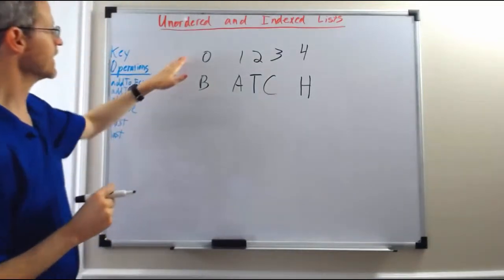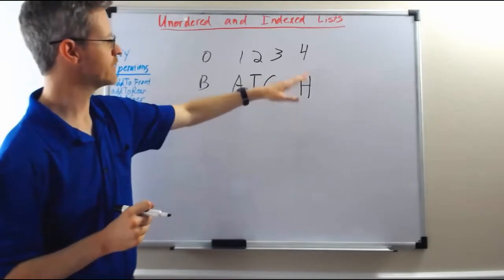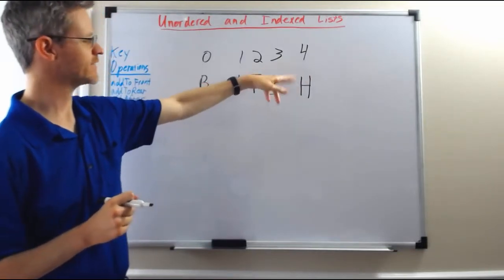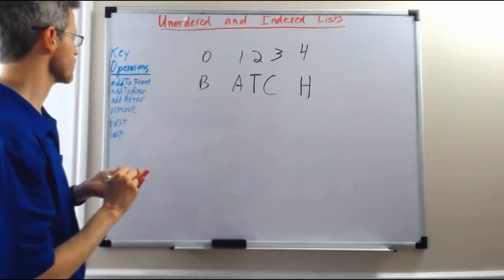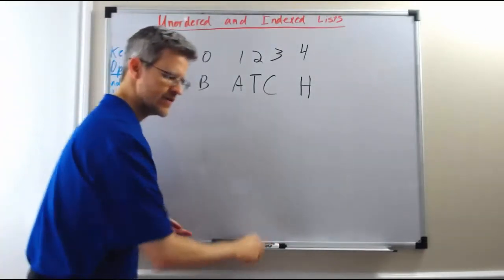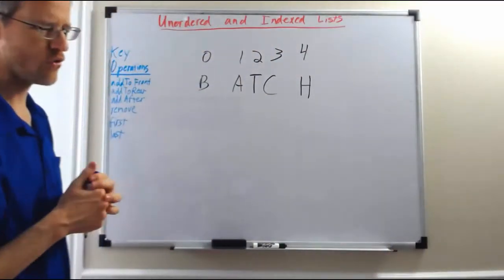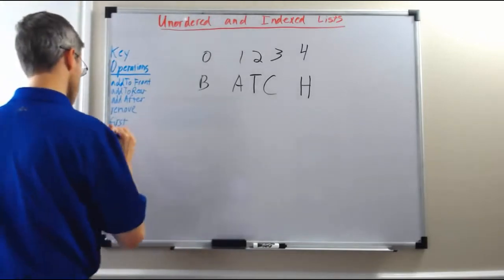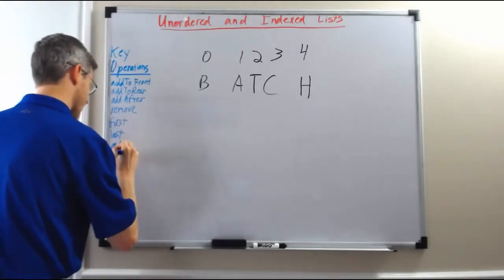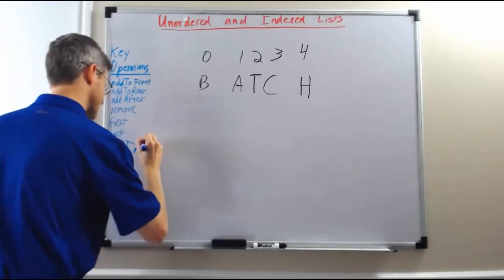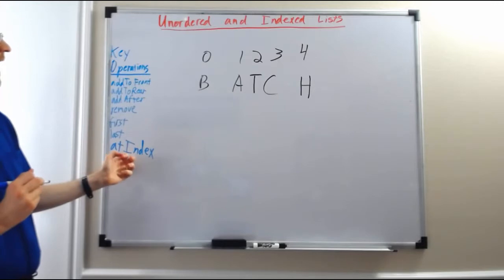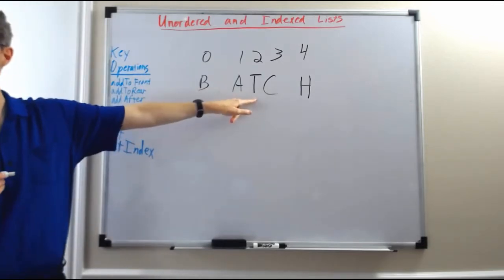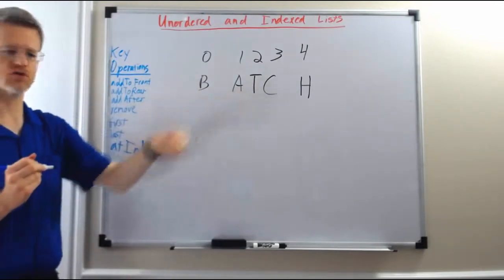Now, in an indexed list, we have a concept of placing something or locating something by its index. That's what makes it an indexed list, in addition to having all the properties of an unordered list. And because of that, we now have new possibilities for our retrieval operations and removal operations. So for example, we could have an at index, which returns the element at a given index. So we could say at index 2, and that would return T, or maybe it would be get index 2, and that would return T.